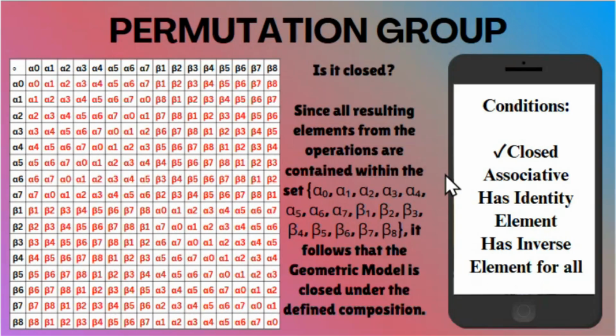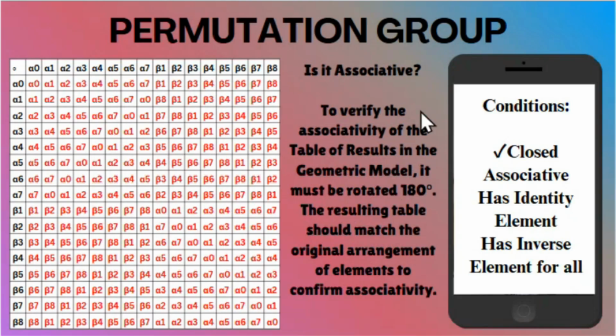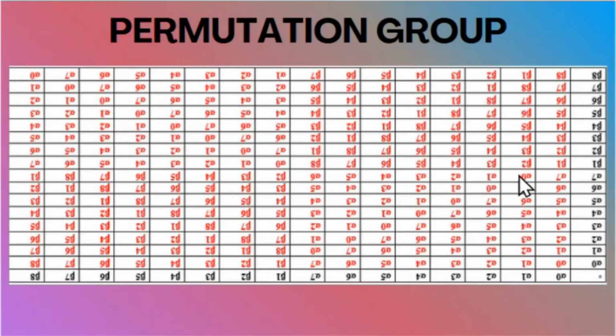For the first one, is it closed? Since all resulting elements from the operations are contained within the set, it follows that our geometric model is closed under the operation star. So we already proved that it is closed. Next, for our next condition, is it associative? To verify the associativity of the permutation group, we need to rotate it 180 degrees.